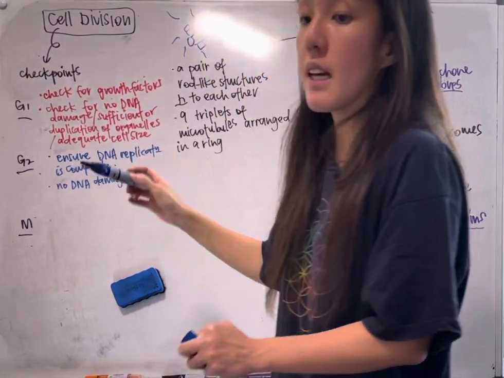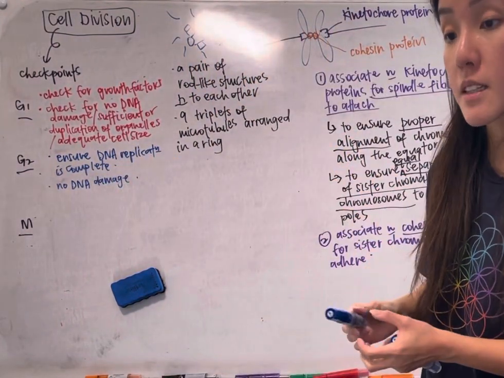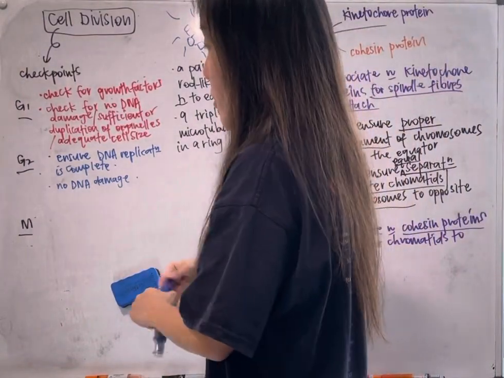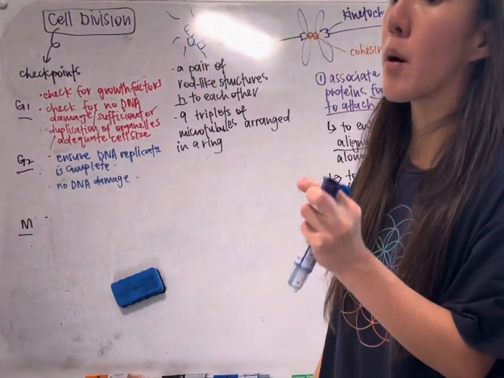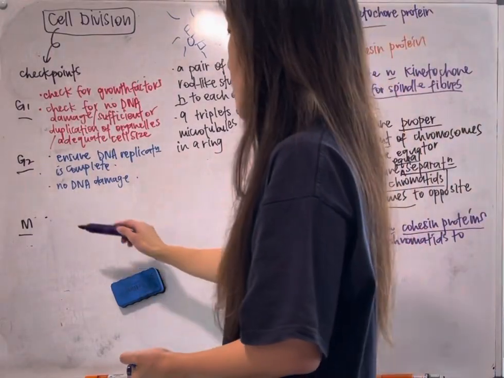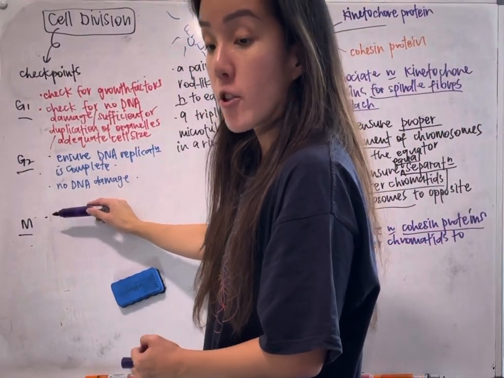M checkpoint stands for what? M stands for metaphase. The purpose of the M checkpoint we typically write is to ensure proper attachment of all chromosomes to kinetochore microtubules.